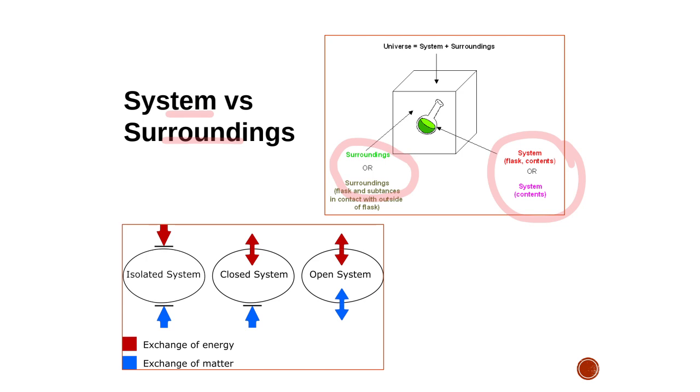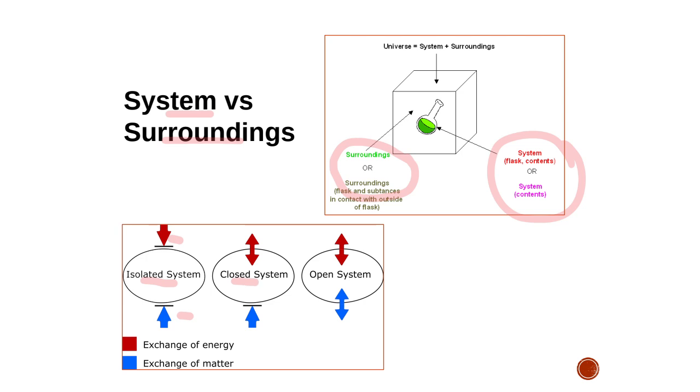You can have three different kinds of systems. You can have an isolated system, which is completely thermally isolated from the surroundings. Energy cannot get in. This is what this is showing here. Energy is not able to get into the system, and matter cannot get into the system either.